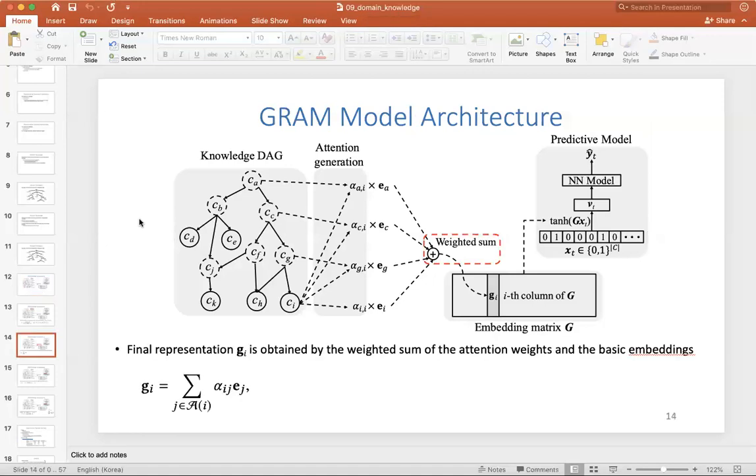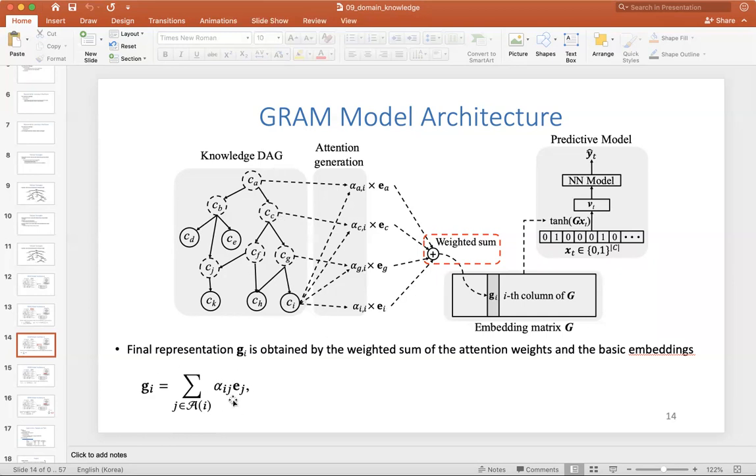Once you do that, you weight sum them. So it would be alpha ij times ej, the corresponding embedding vector for each node. So the final representation vector, or the final embedding vector of the leaf node ci would be gi here. As I said, it's a convex sum of all the nodes in the chain.